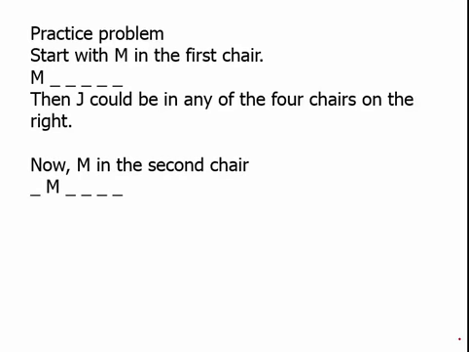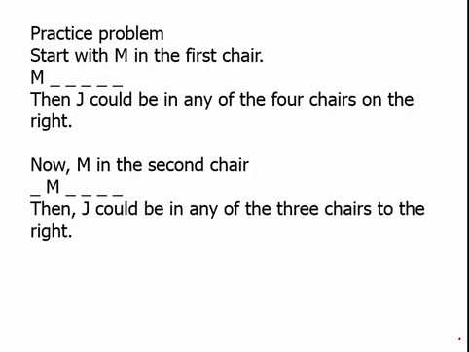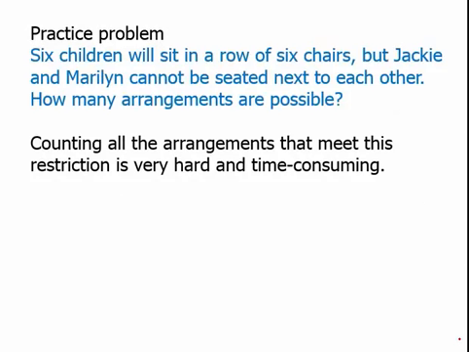Now put Marilyn in the second chair. Well, then Jacqueline could be in any of the 3 chairs to the right. Okay, so the number of chairs that Jacqueline could be in is not the same each time. And notice as we keep moving Marilyn over, there's going to be some chairs on the left and some chairs on the right where Jacqueline could be. So this is starting to get hard. Counting all the arrangements that meet this restriction is hard and time-consuming.